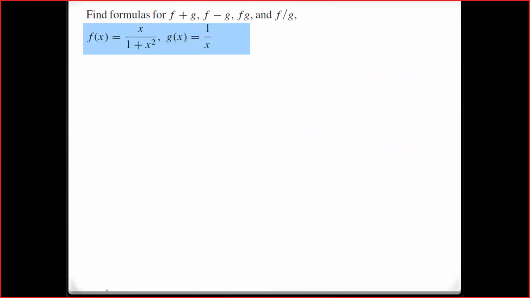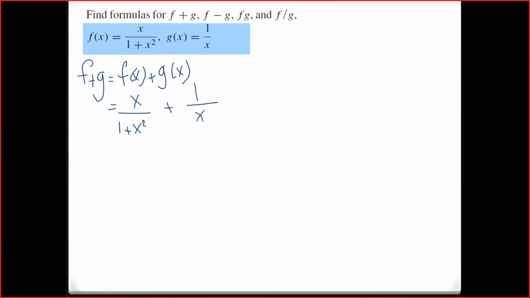Now, here is the next one. If you have f of x equal x over 1 plus x squared, and if you have g of x is 1 over x, I want you now to find f plus g, f minus g, f multiplied by g, and f over g. Now, f plus g is f of x plus g of x. So it is x over 1 plus x squared plus, what is g of x? It is 1 over x.